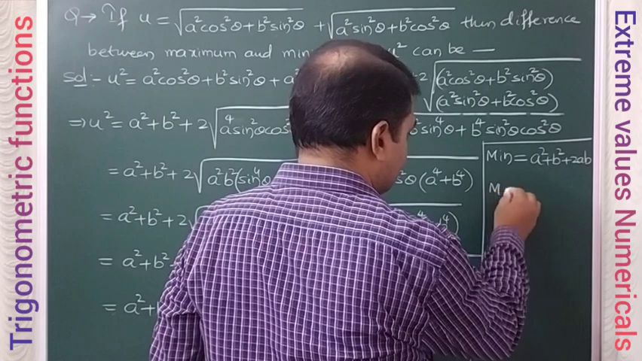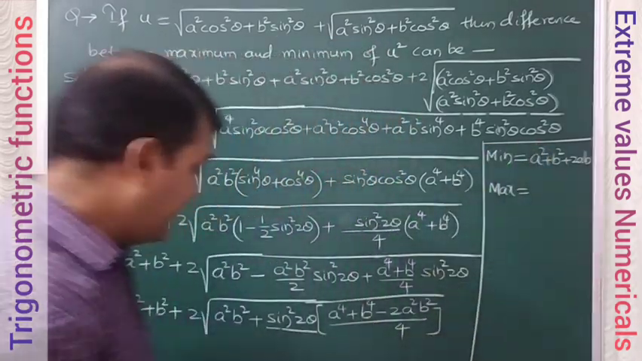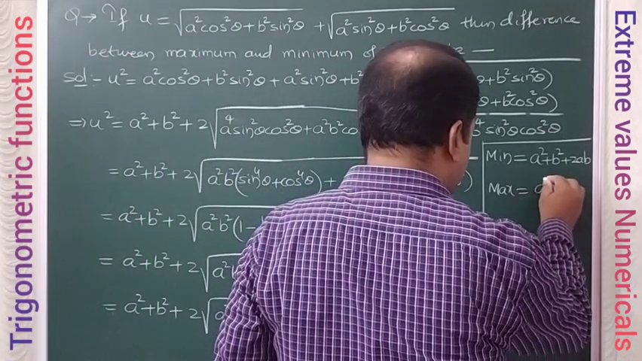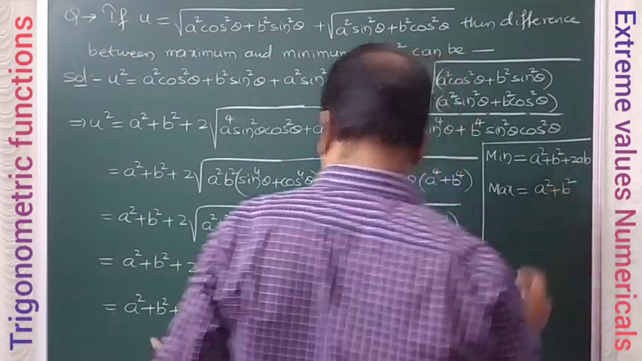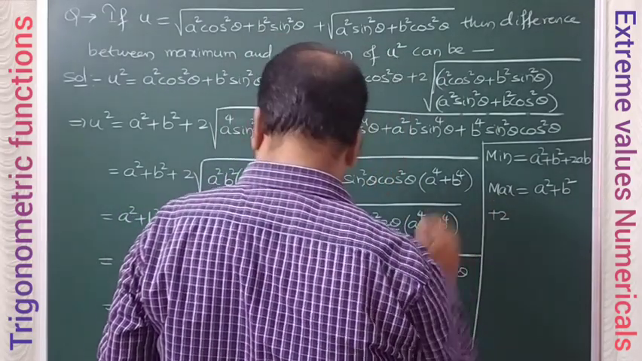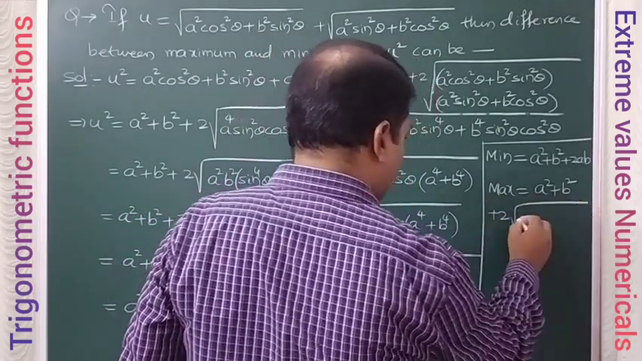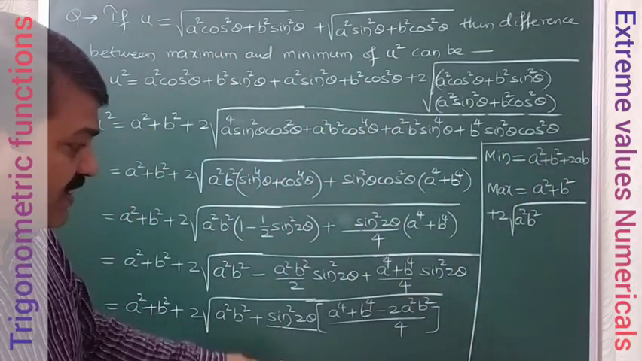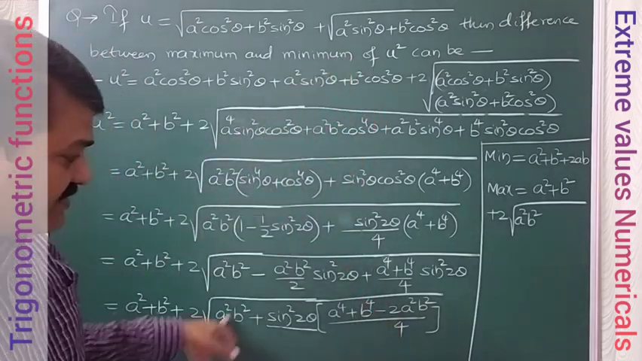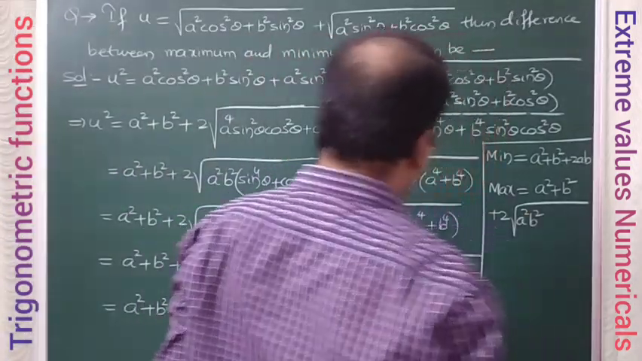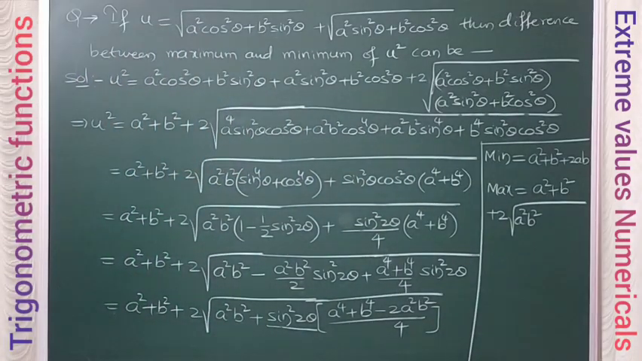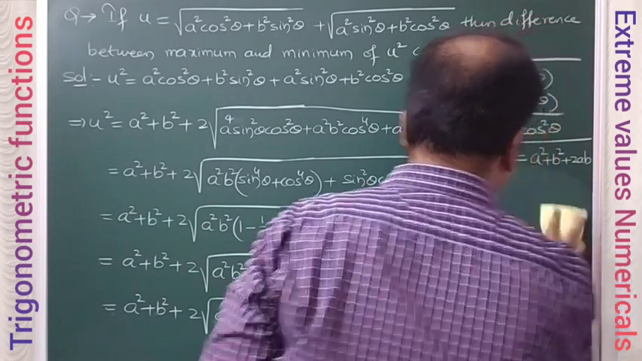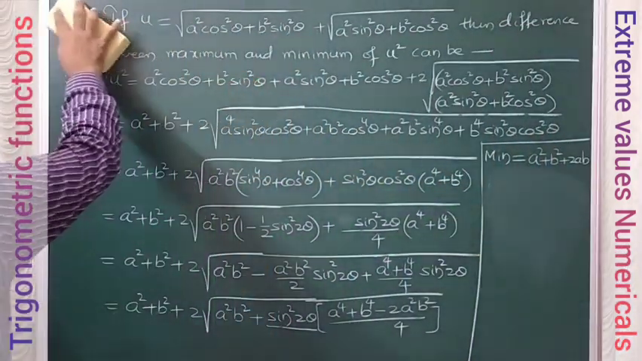Maximum value will be obtained when this is 1. So maximum value means a square plus b square plus 2 into under root a square b square, and this is 1. So remaining part a power 4 plus b power 4 plus remaining part. Okay, I don't have space here, so I think I have to rub the question. I'll try to write on top. Okay, so let me take off the question.